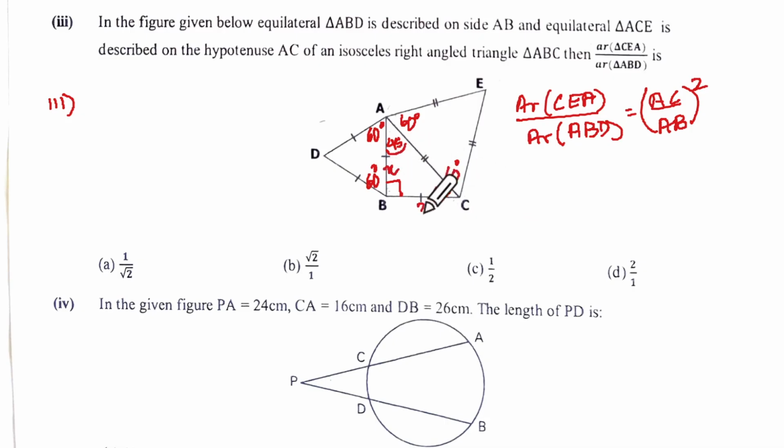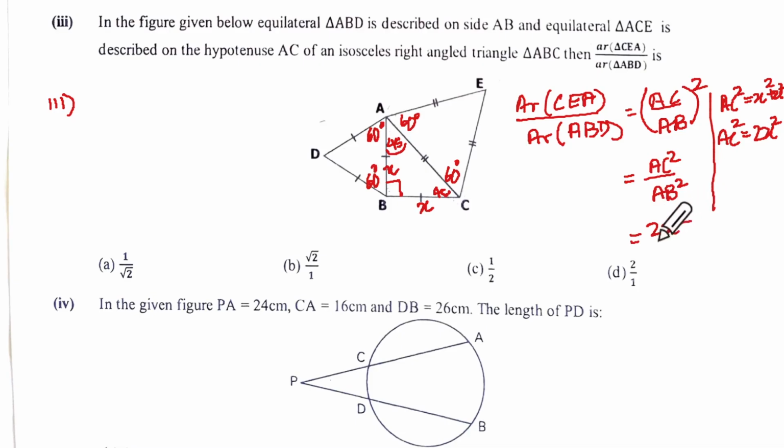If this is x and this is x, by Pythagoras theorem, what will I get? AC squared is equal to x squared plus x squared, 2x squared. So now this is going to be AC squared upon AB squared. AC squared will be 2x squared upon AB is x squared. Correct? So you are getting 2:1, that is 2 upon 1. Option 2.